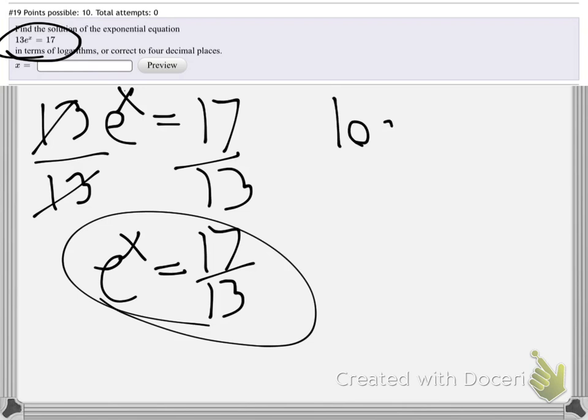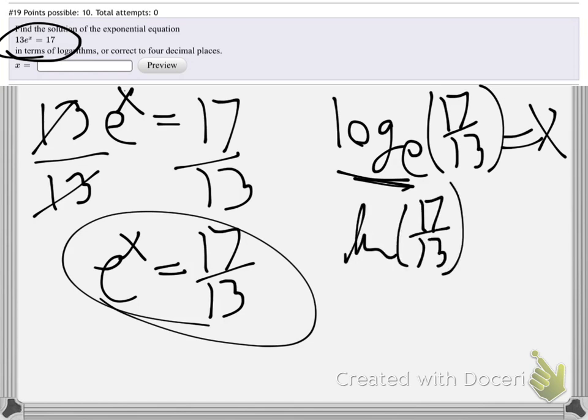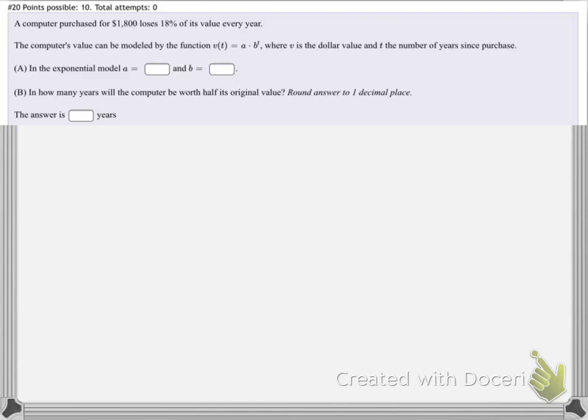So you start doing the logarithm thing, and you'd say log base e of 17/13 equals x. And then just remember log base e is a natural log, so that's the natural log of 17/13 equals x, and then you just shove that into the calculator too. Not bad. Okay, this one takes a little bit of thought.